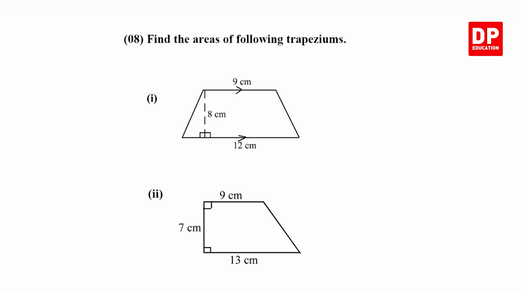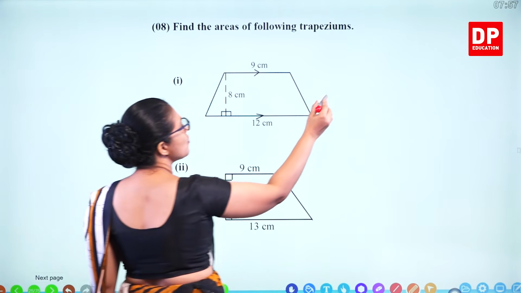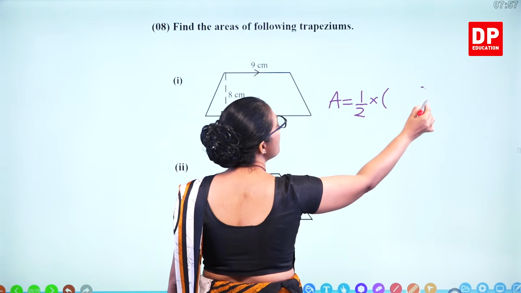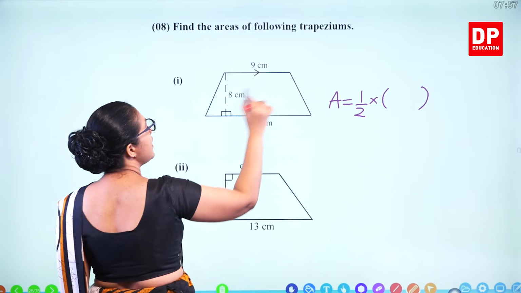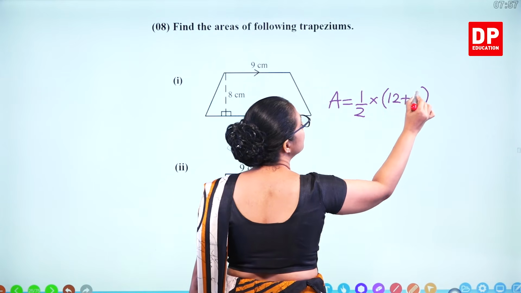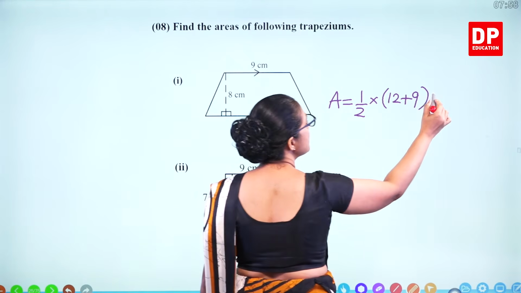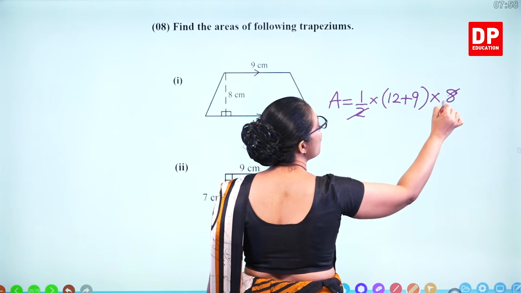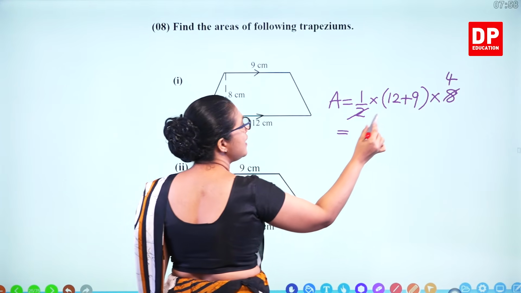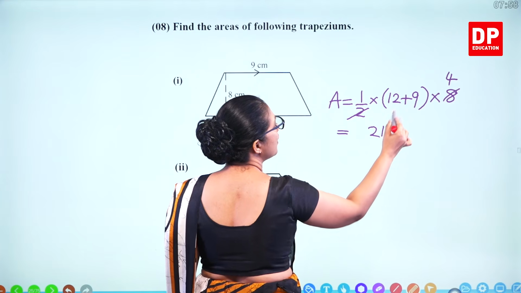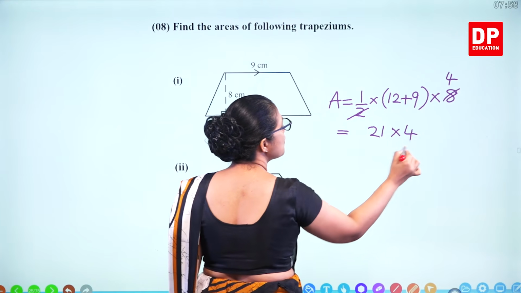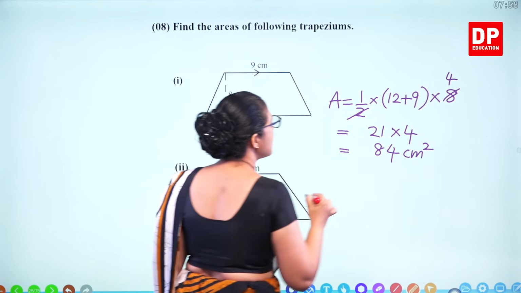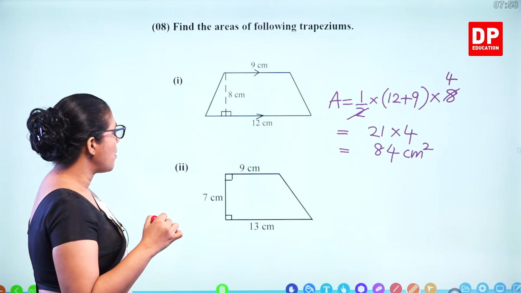So this is a trapezium. Find the area. So what's the formula? Half the sum of the two parallel sides, 9 and 12. So 12 plus 9. And then multiplied by the perpendicular height, 8. So 2 times 4 here. 12 plus 9, 21. 21 times 4. 84 square centimeters is the area of the trapezium.